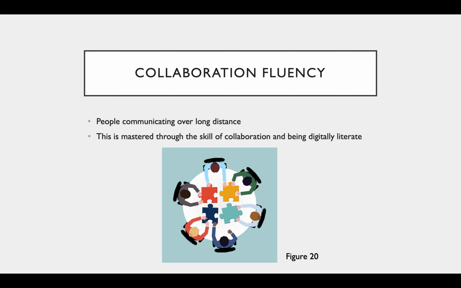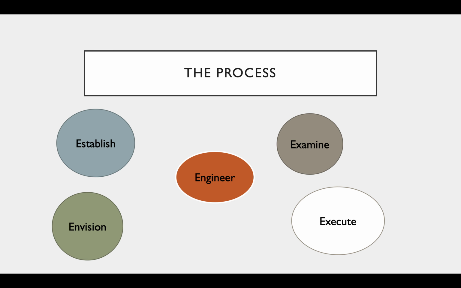Okay, let's look at this. So firstly, establish. So before collaboration can begin, you need to establish the key aspects, determine who is in the group, the roles and responsibilities, the scope, and so on. Then we have envision, define the problem, discuss the current situation, define the desired future. Engineer, this is to lead to a workable plan.